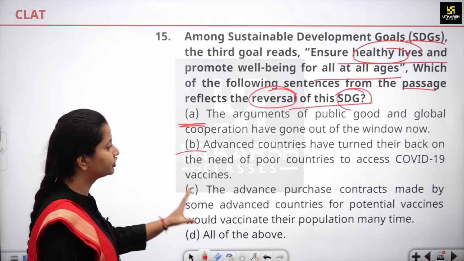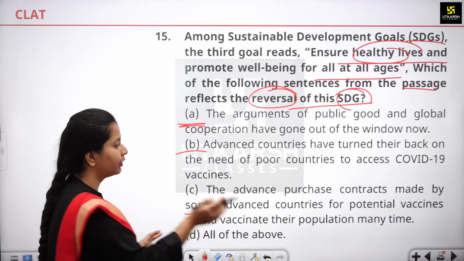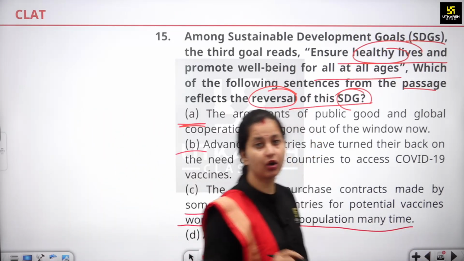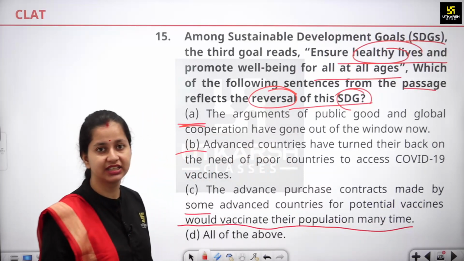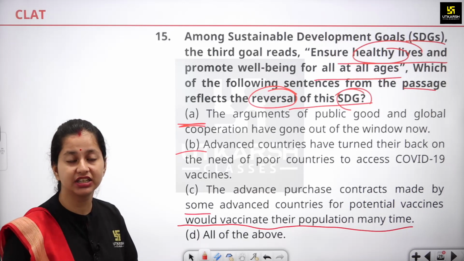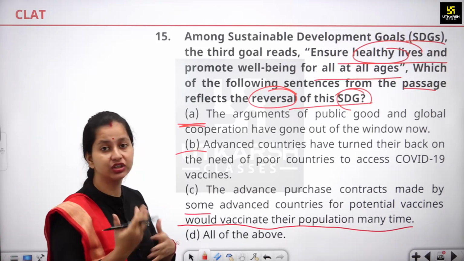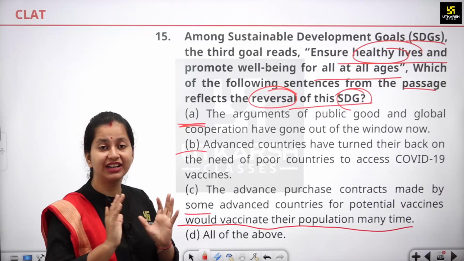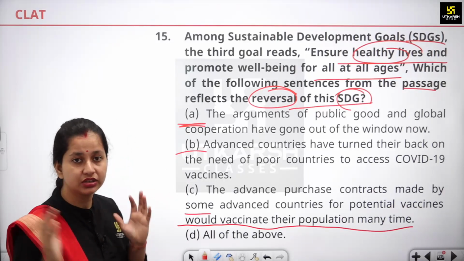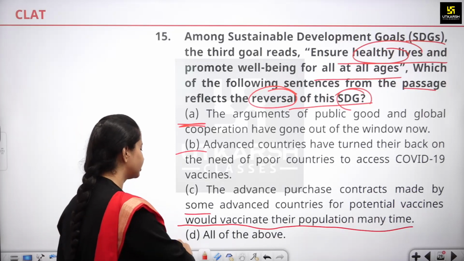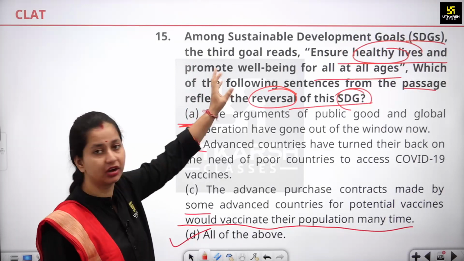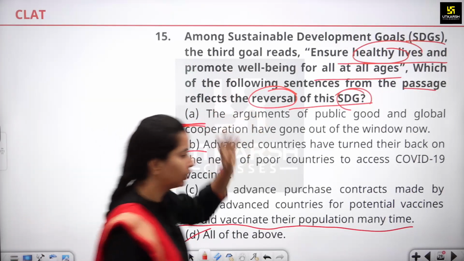Option C, advanced purchase contracts made by some advanced countries for potential vaccines would vaccinate their population many times. Instead of having sufficient vaccine for a single time inoculation, they have just stored the vaccine that is above their sufficiency or above adequacy. So you can say that the correct answer to this question is option D, all of the above are reverse of this sustainable development goal.